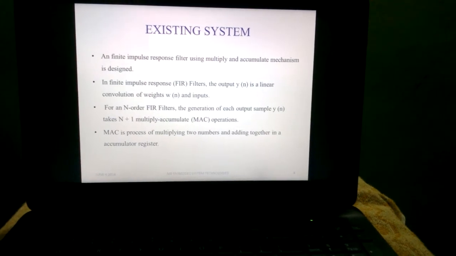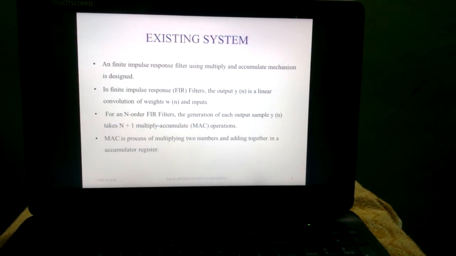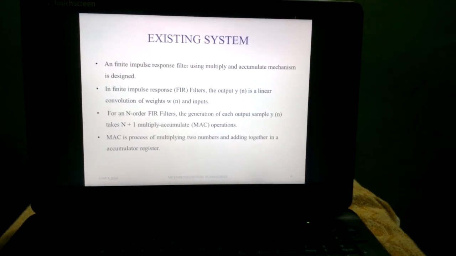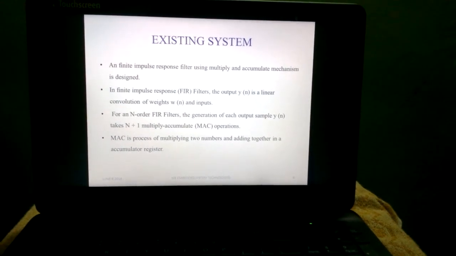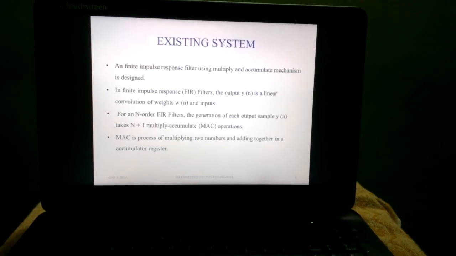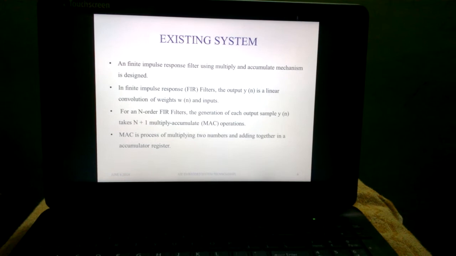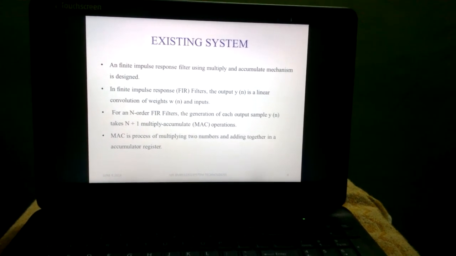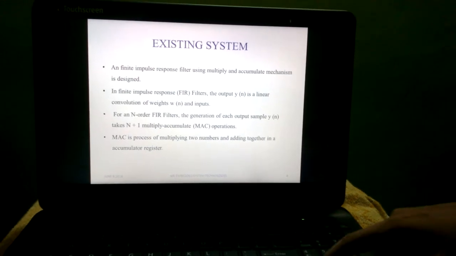The existing system in this FIR filter is designed using a multiply and accumulate mechanism. In the FIR filter, the output is obtained as a linear convolution of the weights as well as the inputs x of n. For designing an n-order filter, it takes n plus 1 multiply and accumulate units. MAC is a process of adding and multiplying two registers in an accumulation register.